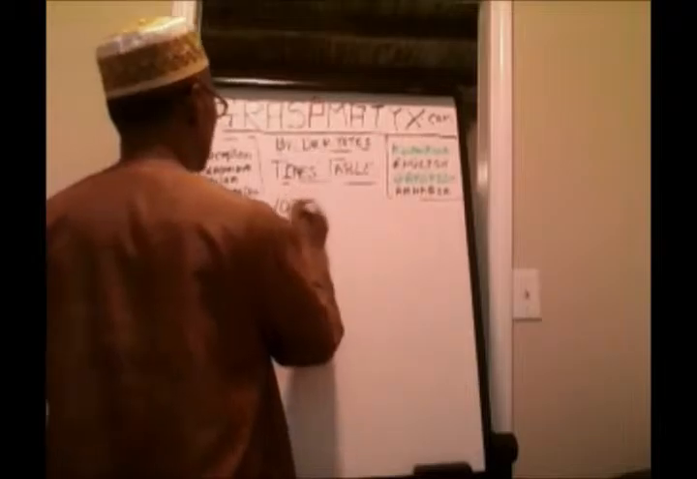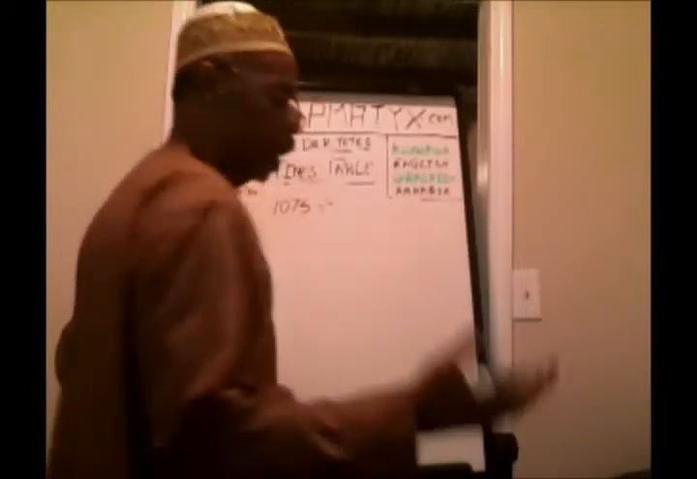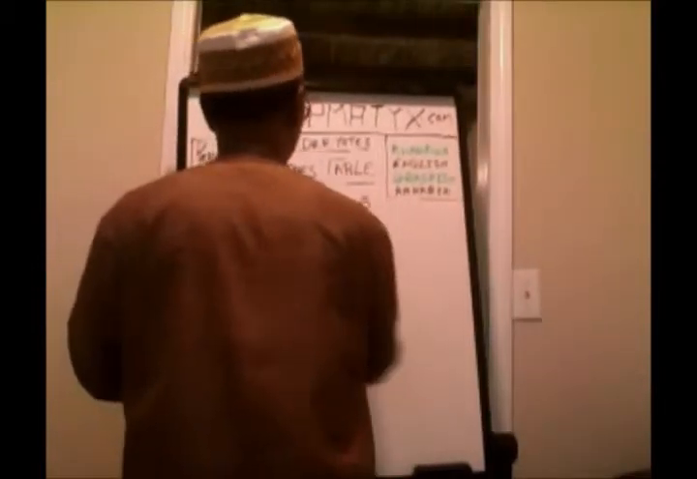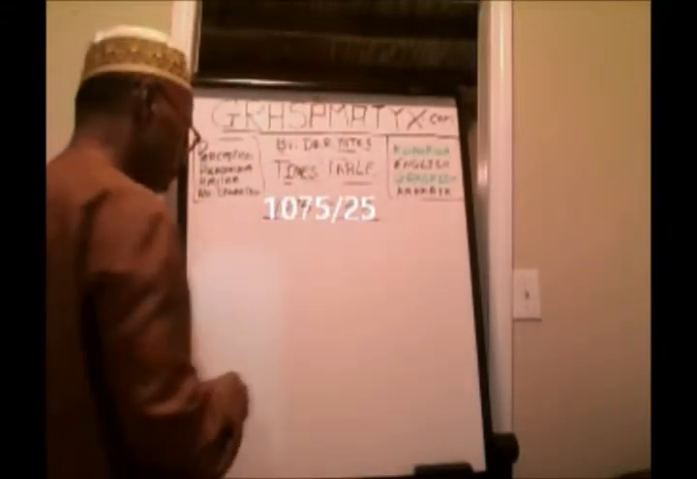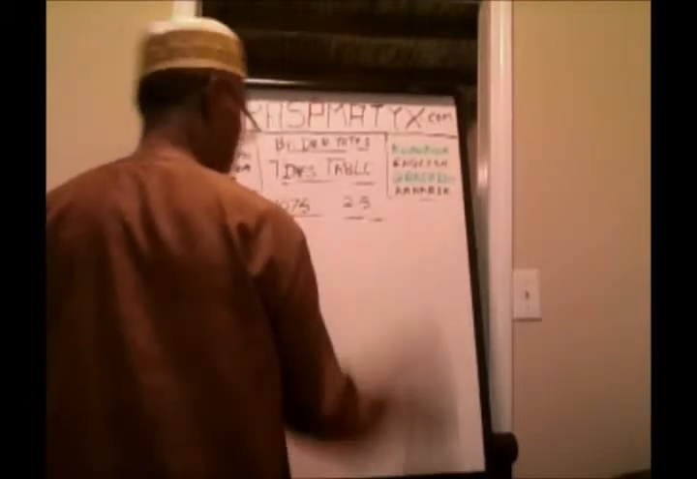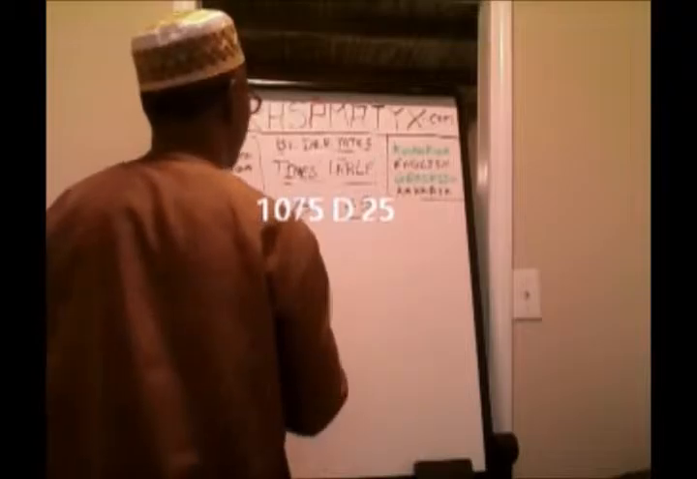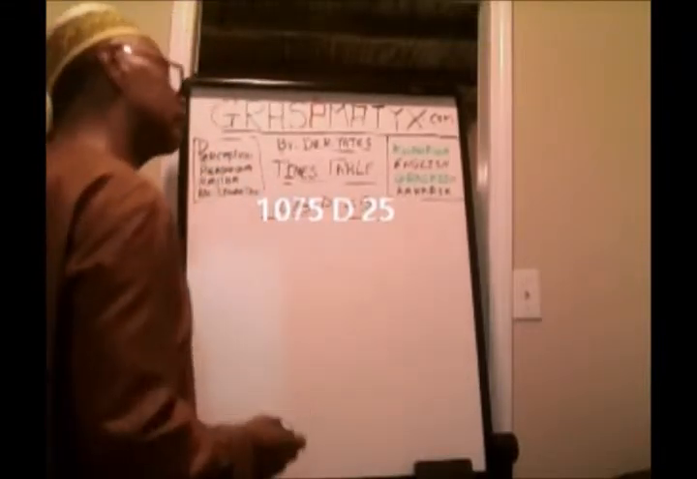1075 divided by, let's use 25. Okay, 25. Okay. All right. Well, that's a symbol for division, but we use the letter D. 1075D means divide by 25. Okay.